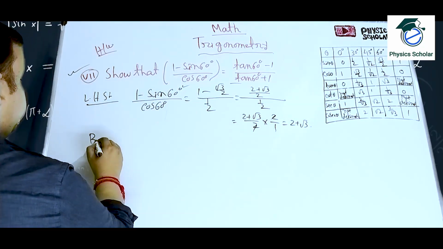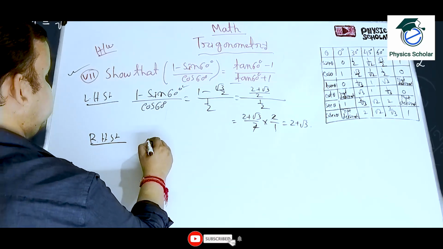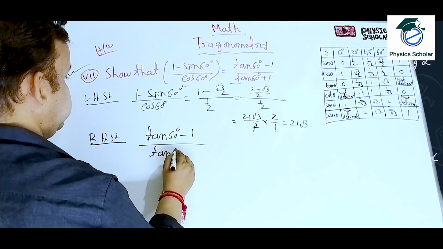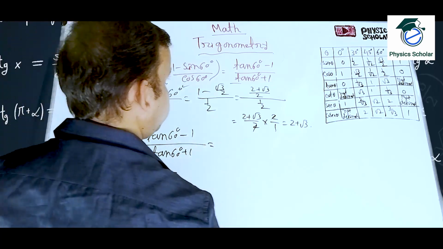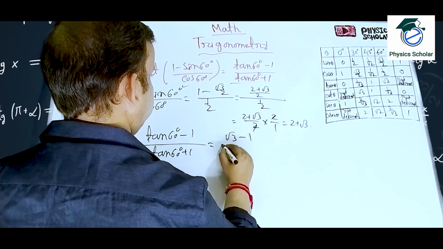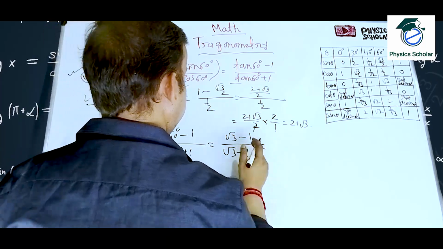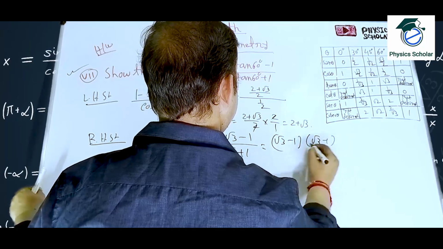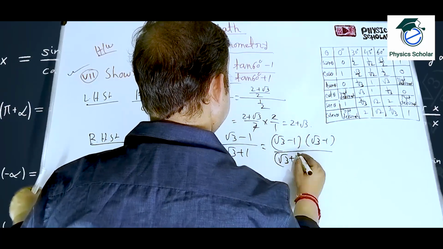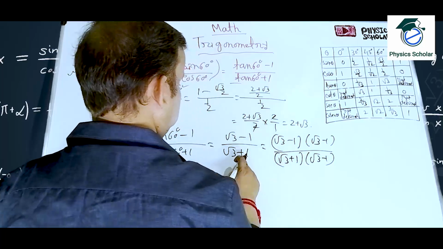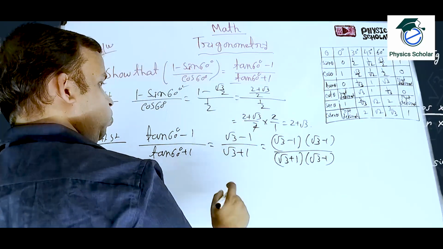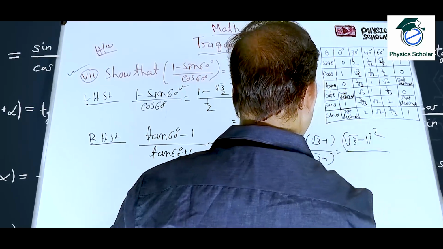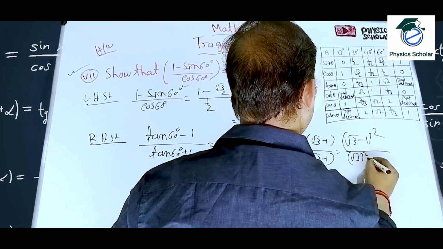Okay? So right hand side, what is that? Tan 60 degree minus 1 by tan 60 degree plus 1. What is the value of tan 60 degree? Root 3. So root 3 minus 1 by root 3 plus 1. So we have to do now, the opposite side, root 3 minus 1, we have to multiply both the numerator and the denominator. So the upper side will be root 3 minus 1 whole square, and by a plus b into a minus b, so a square minus b square.